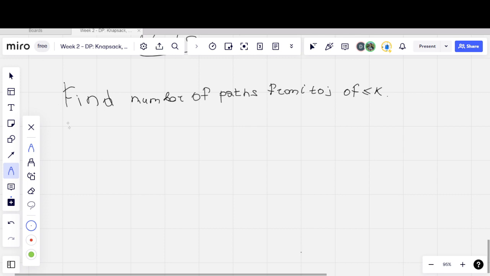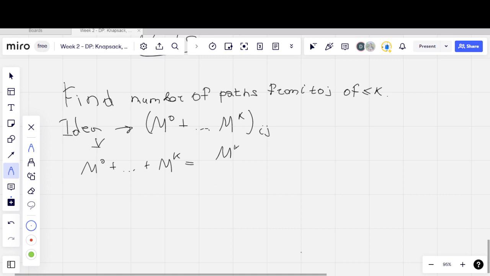So the idea, just the idea: we want to find this sum. How can we do it? So M to the zero plus and so on plus M^k equals M^(k+1) minus E. It's a geometric sum. Yes. And divided by M minus E.